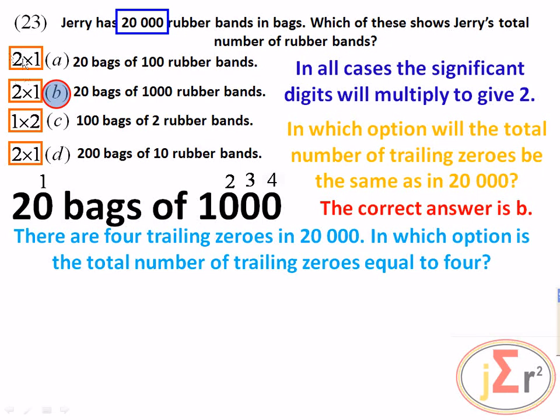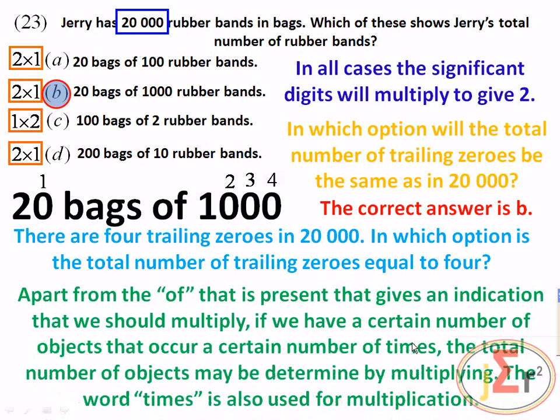The significant digit turns out to be the same in all cases. 4 trailing zeros. Here we have 1, 2, 3, 4. A total of 4 trailing zeros. Apart from that, the wording gives an indication that we should multiply. If we have a certain number of objects occurring a certain number of times, then the total number of objects will be determined by multiplication.